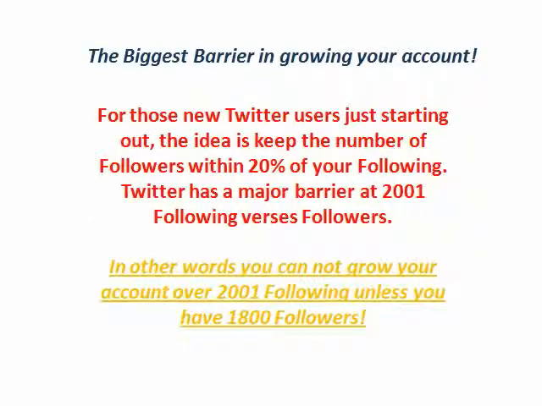The biggest barrier in growing your account: Twitter doesn't allow you to follow past 2,001 people unless you have 1,800 followers. So to do that, you're going to have to manage your Twitter account and keep the ratio adjusted to approximately 20%.